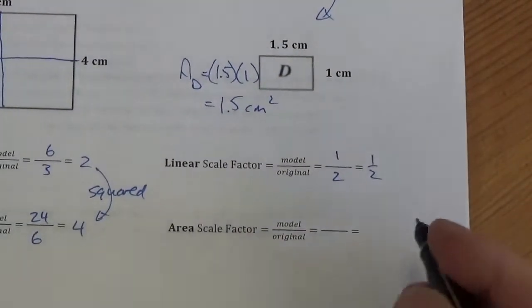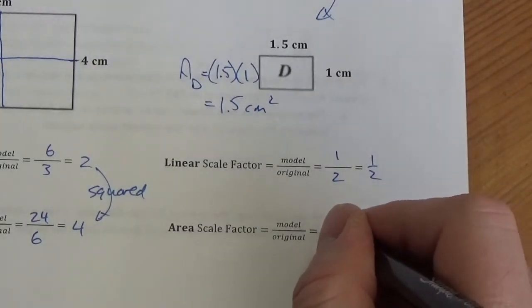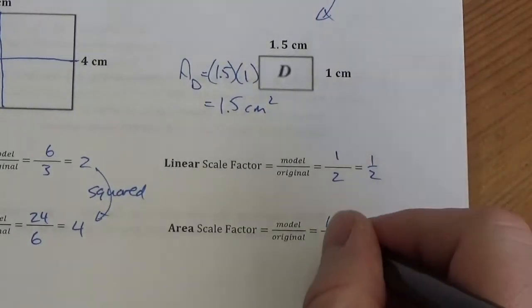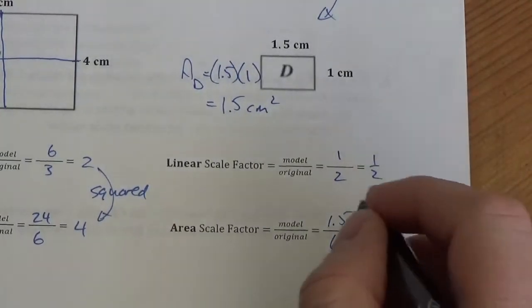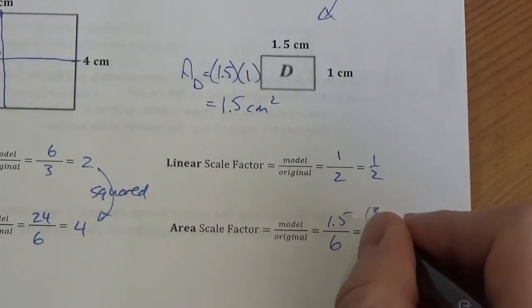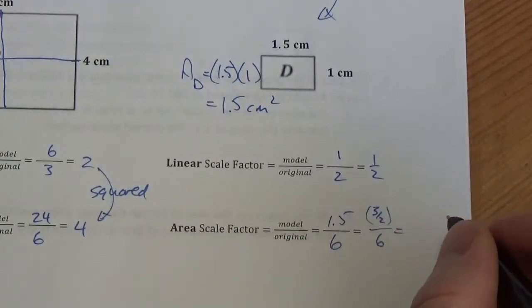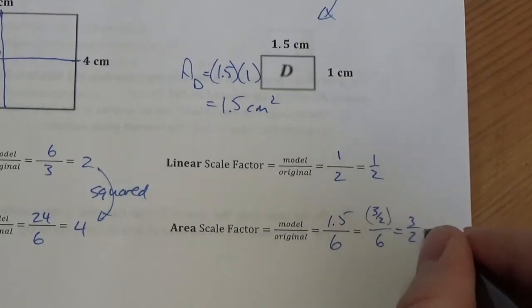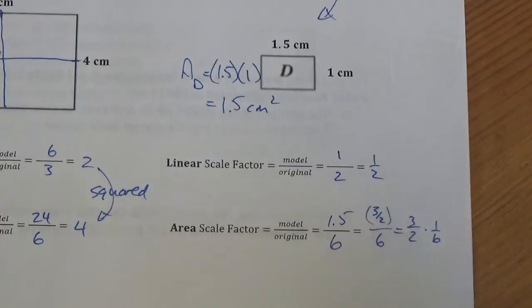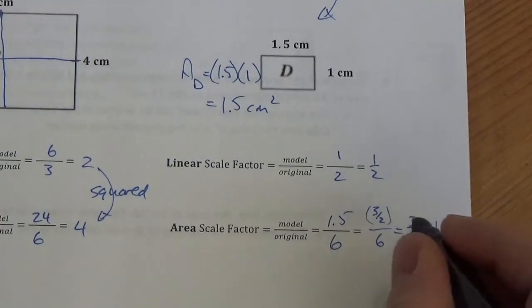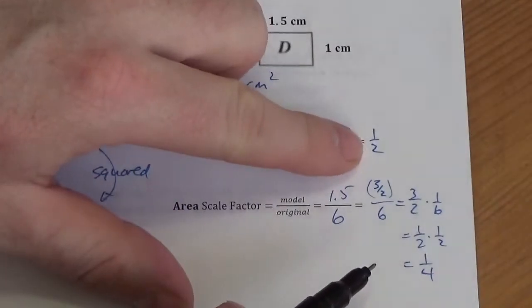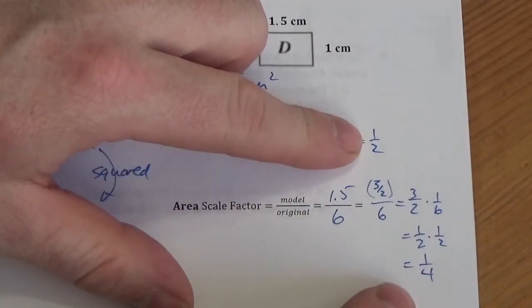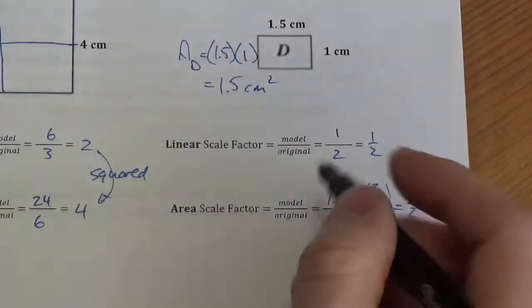Okay, well, go to our area scale factor here. The model, the new one here, is going to be 1.5. The original was 6. Now let's do that math here. I'm usually a little bit more comfortable with fractions. This is going to be 3 over 2 divided by 6, which is 3 over 2 multiplied by 1 over 6. The 3 up here and the 6 down there cancel, and I'm going to get 1/2 times 1/2, which is just 1/4. And notice once again, to go from the linear scale factor to the area scale factor, what did I do? I squared it.